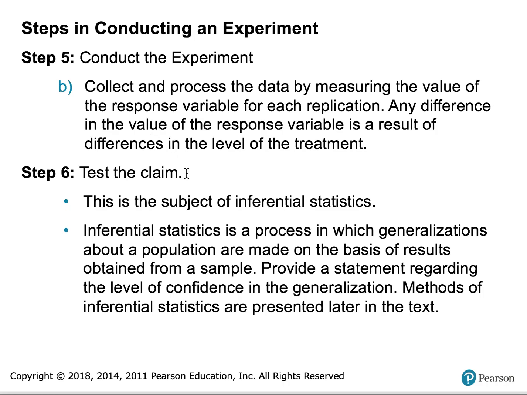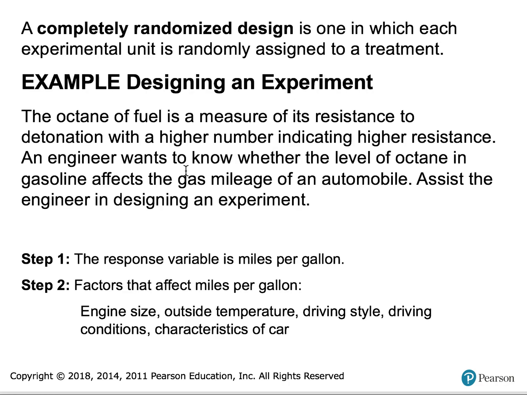So step 6, test the claim. This is the subject of inferential statistics. Inferential statistics is a process in which generalizations about a population are made on the basis of results obtained from a sample. Provide a statement regarding the level of confidence in the generalization. Methods of inferential statistics are presented later in the text. A lot of this is going to be presented later in the text. We're just getting an idea right now.